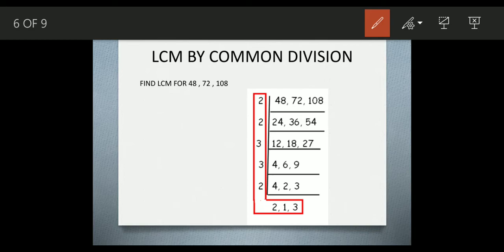So how will you find the LCM? You just need to multiply 2 into 2 into 3 into 3 into 2 into 2 into 3. So your answer is 432. You just need to multiply all these numbers. Now 2 and 3 are prime numbers, so that's why they have stopped. Anyway, 2 ones are 2, only 2 is possible, and for 3 also only 3 is possible, so that's why they have stopped there. Clear?